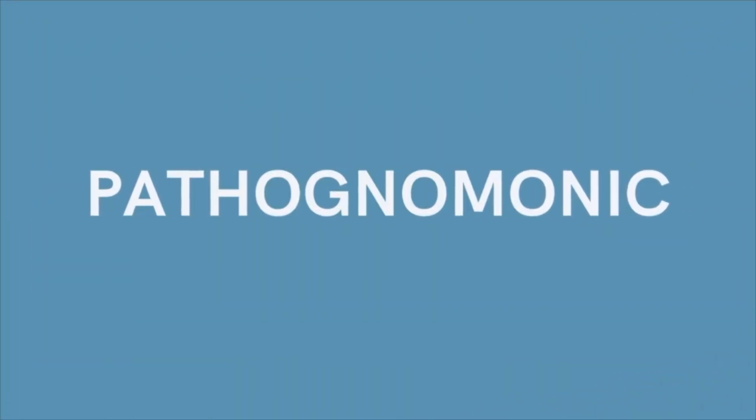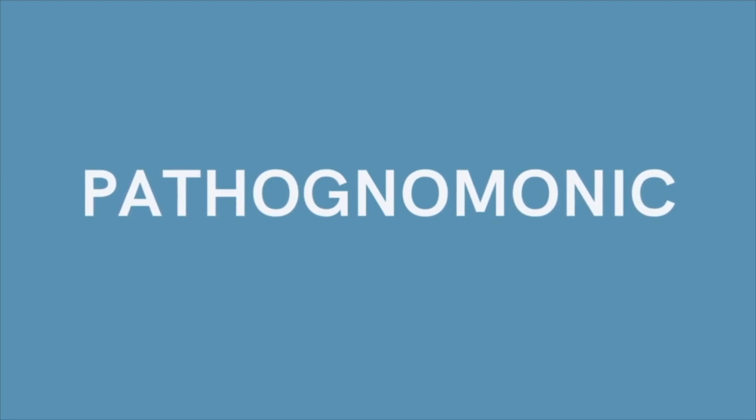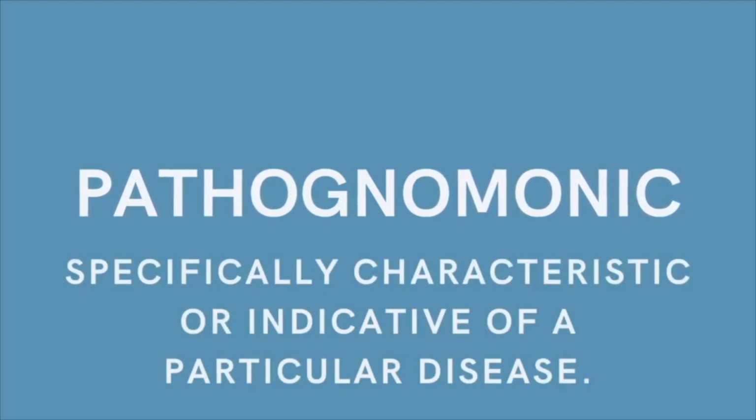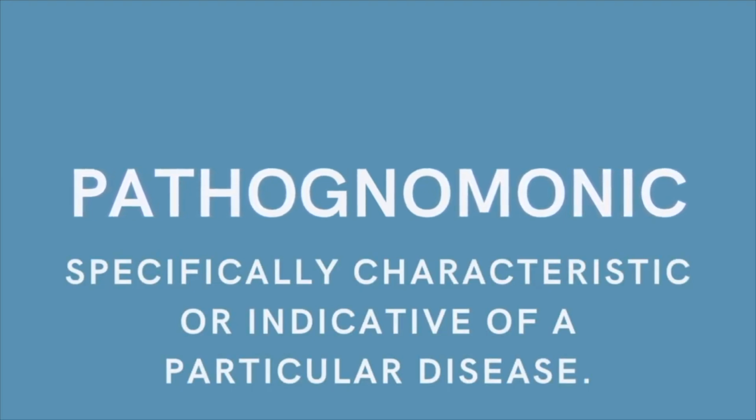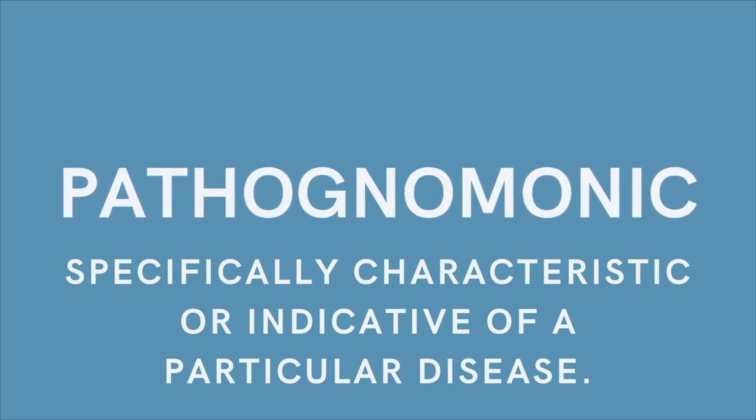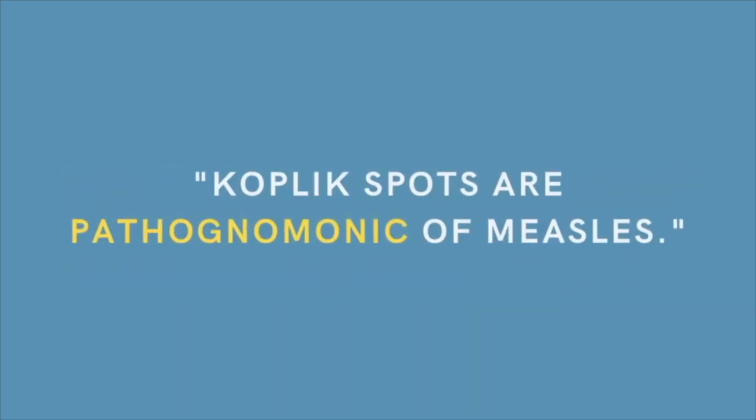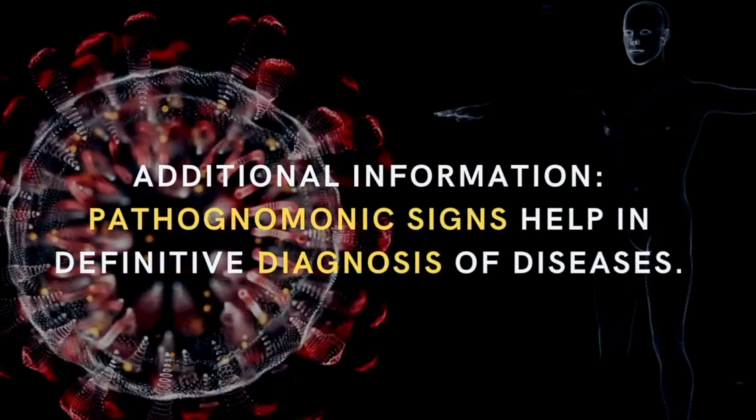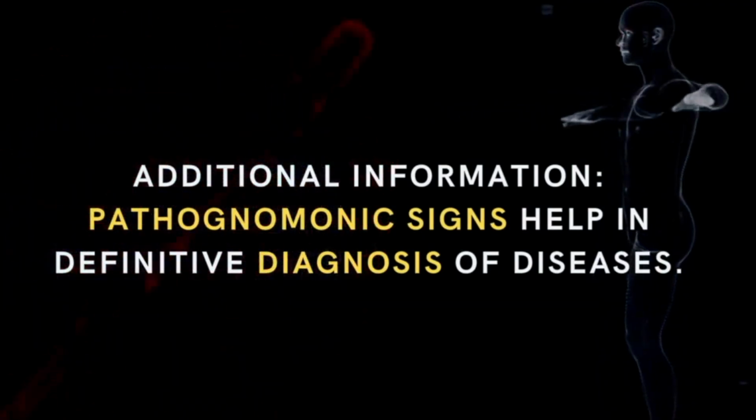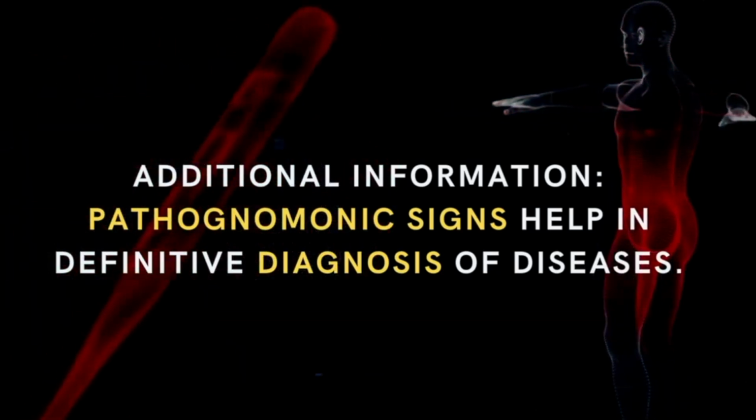Let's move on to pathognomonic. Repeat after me. Pathognomonic. This describes something which is specifically characteristic or indicative of a particular disease. Let's take a look at our example phrase. Koplik spots are pathognomonic of measles. Pathognomonic signs help in the definitive diagnosis of diseases.